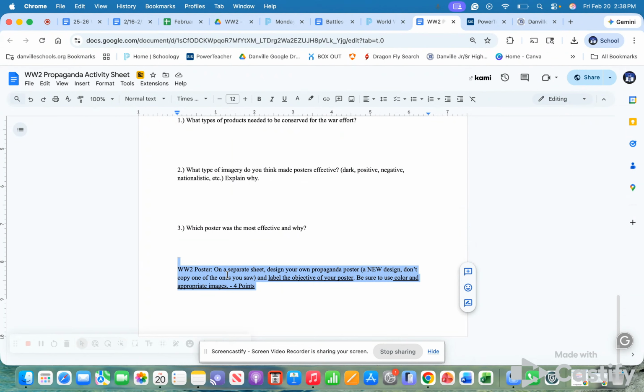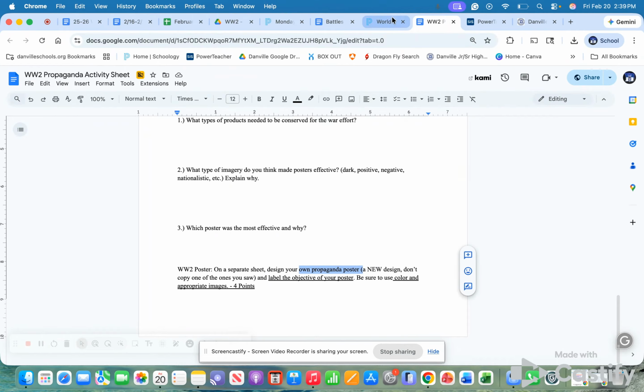All right. Now, this is a key point right here. You are going to grab a white piece of paper from my black cabinet. If I don't have any, run down to the office and ask them to grab some paper from my room, and you guys can get it from there. And you are going to be making your own propaganda poster. All right. I'm looking for American flags. I'm looking for soldiers. I'm looking for conservation effort. You cannot get this wrong as long as you put effort in.